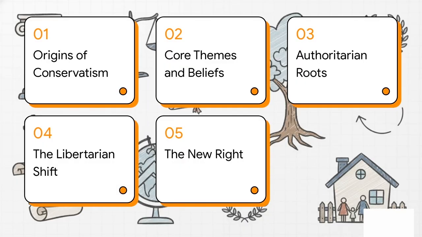Here is our roadmap for The Explainer. We'll start with the origins of conservatism, move into the core themes and beliefs, then check out its authoritarian and paternalistic roots, cover the libertarian shift, and finally, we'll wrap up with the new right.